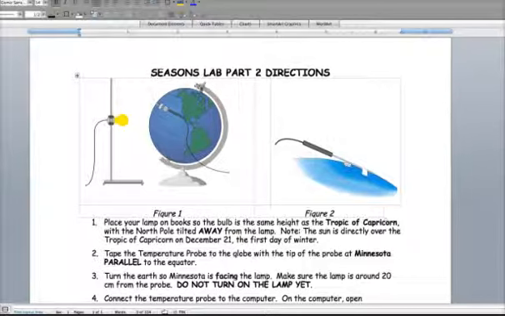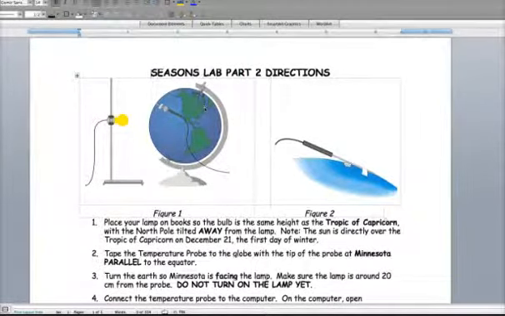And then notice how the axis in this picture, the North Pole, is pointing away from the light bulb. So this first season that we're going to be doing our data on would represent winter in the Northern Hemisphere, because the majority of the sunlight is going to be concentrated right here, which on the globe is the Tropic of Capricorn. So right down here is the Tropic of Capricorn. In the Southern Hemisphere, it would be summer. In the Northern Hemisphere, it would be winter. So that's what we do the first time.